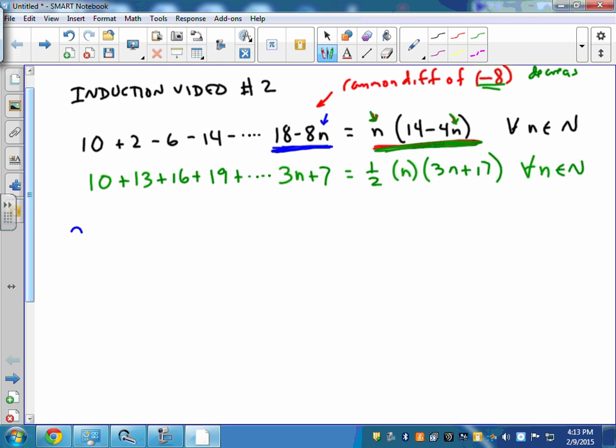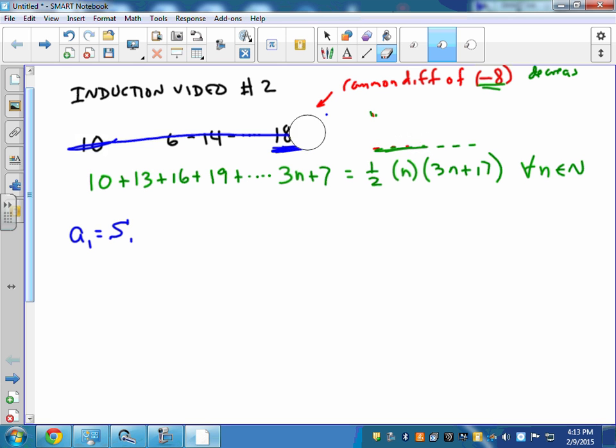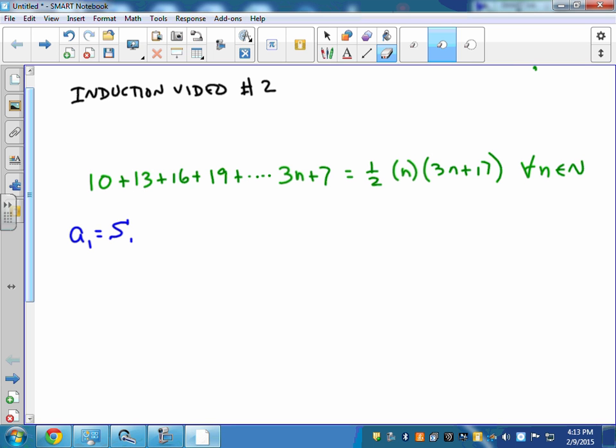Okay, so showing a sub 1 is equal to s sub 1. We're using the green. Well, let's go ahead and take this black one away so we don't have to look at it anymore. We'll take that away. Okay, so we're doing this green one that has the odd common difference.